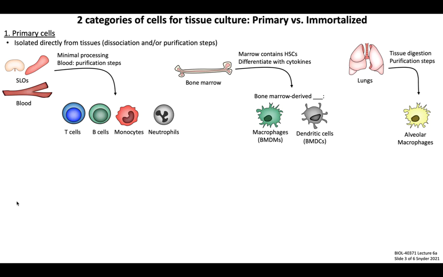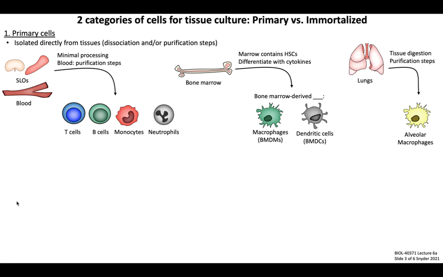Lastly, mature immune cells can be isolated from non-lymphoid tissues such as the lung. These protocols usually require pretty aggressive tissue digestion protocols with a variety of enzymes and mechanical dissociation, as well as purification steps to further isolate leukocytes such as alveolar macrophages from non-immune stromal cells.